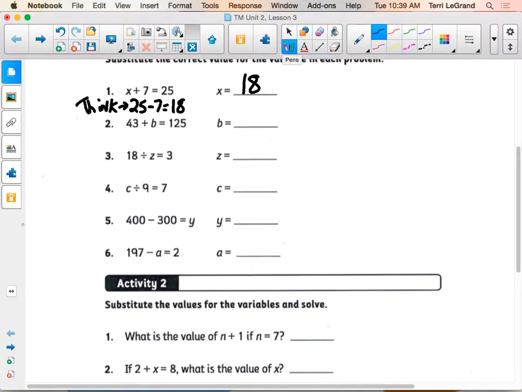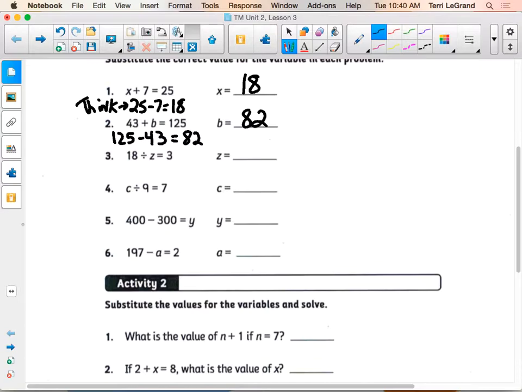So anybody have questions about that one? Number 2 then. Who wants to give us what b is equal to in number 2? Caden? 82. Okay, do we agree with him? Caden, how did you decide that? I took 125 minus 43. Okay, and 125 minus 43 gives us the 82, because if we added 82 back to the 43, it should result in 125, right?